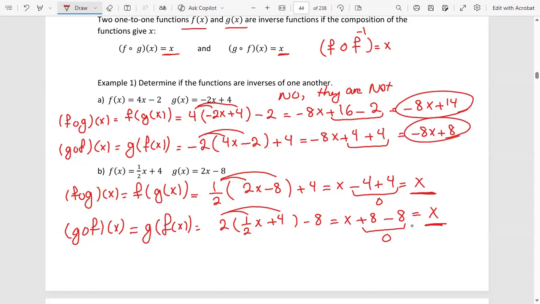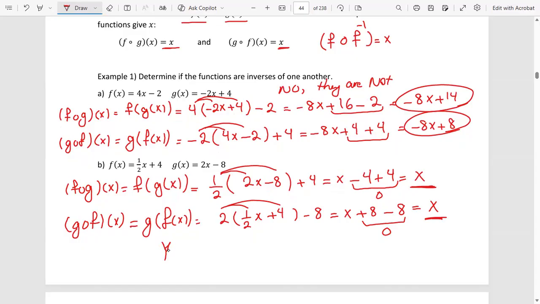When both of the FOG and GOF end up to just x, they are equal to x. That means the answer is yes. They are inverses. So function f and function g are inverses of each other. So every time the question is asking you to determine if the two functions are inverses, you always need to check these two, FOG and GOF.